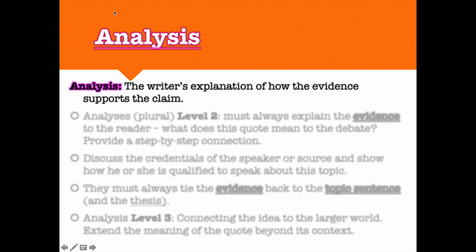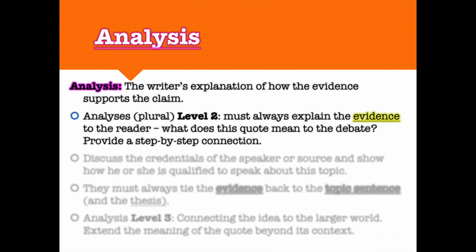Guys, break is over. We're going to talk about analysis. The analysis is always the writer's explanation of how the evidence supports the claim. That is still the same with persuasive. Analyses must always explain the evidence to the reader. What does this quote mean to the debate, and provide a step-by-step connection.